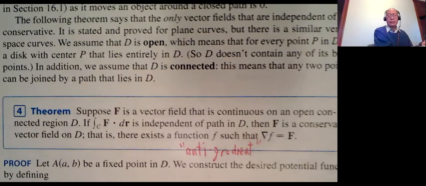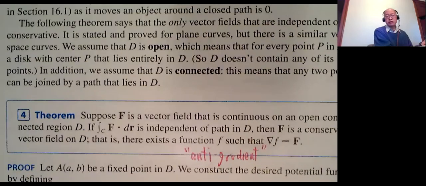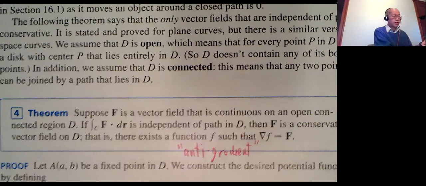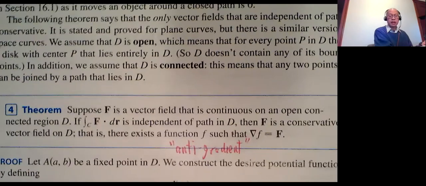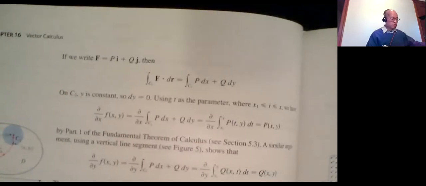Okay, to go from little f to capital F is gradient. So to go the other way, anti-gradient, just like derivative and anti-derivative. Right? In fact, you are doing anti-derivatives when you find this anti-gradient. How can we tell if we have a conservative vector field?